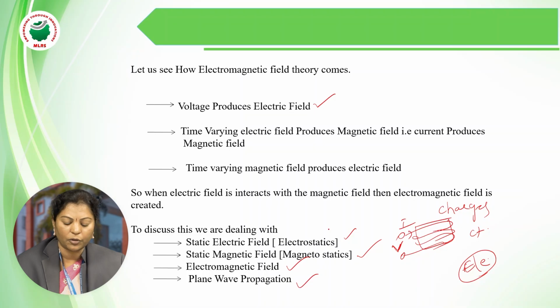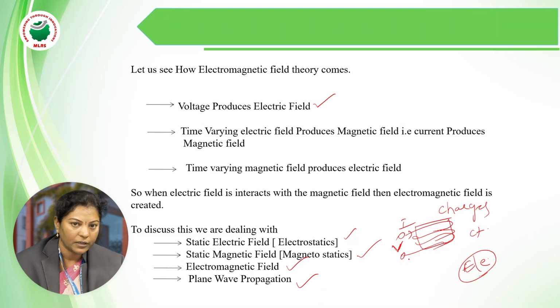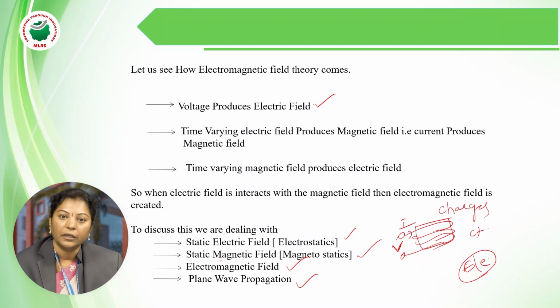A static electric field is nothing but electrostatics. When an electric field is given, meaning some voltage is applied, which is in a stationary position, that is nothing but a static electric field, that is electrostatics. Next, a static magnetic field is nothing but magnetostatics. Next, the interaction of both electric field as well as magnetic field is nothing but an electromagnetic field.